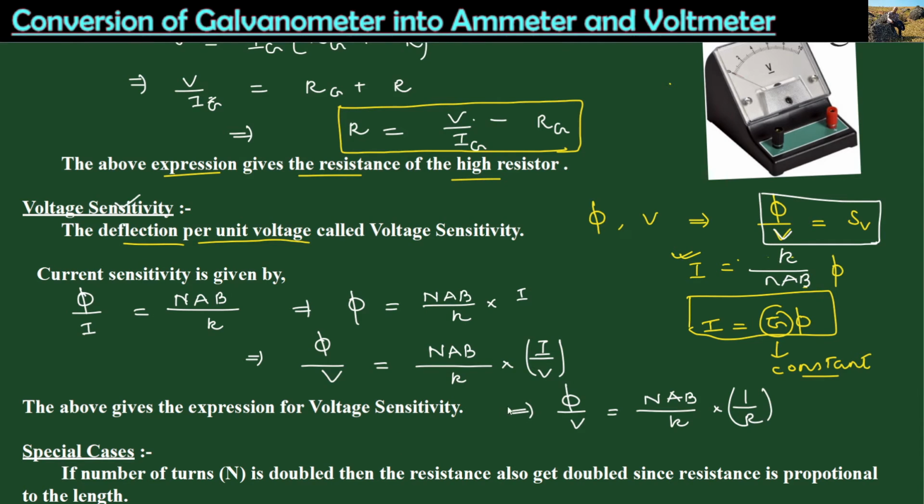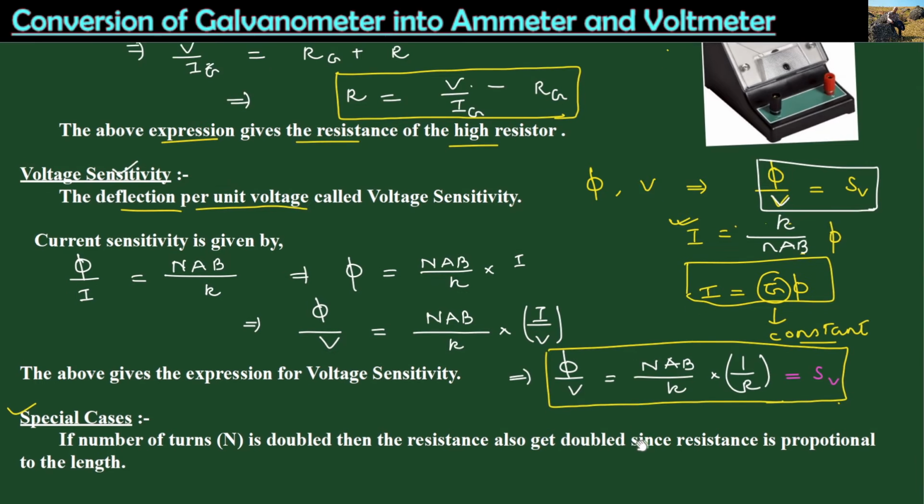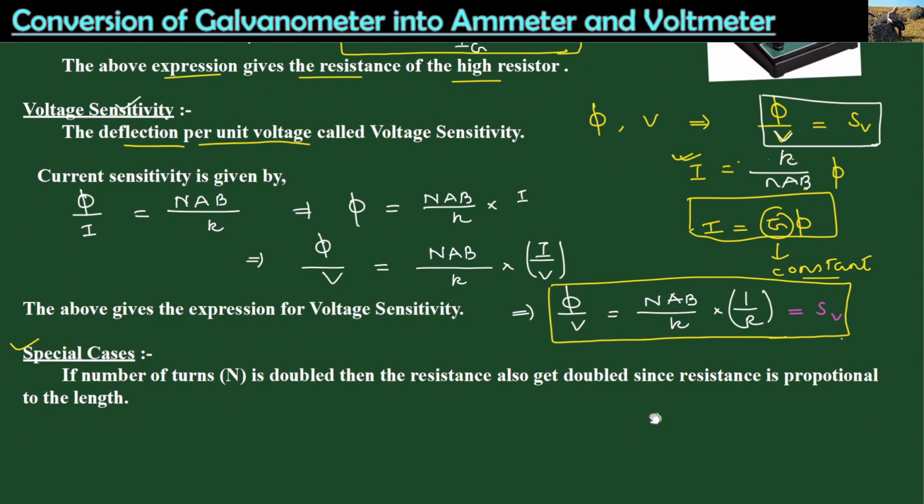So this expression over here is nothing but the voltage sensitivity, which I have denoted by SV. So this is the expression for the voltage sensitivity. Voltage sensitivity. Then another important special case from here is: suppose the number of turns is doubled.